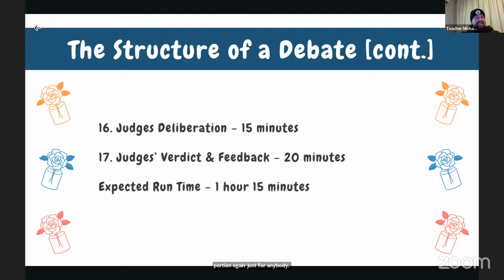So once the speeches have been completed, the judges will go and deliberate. That means they're going to work out who they think the winners of the debate are. We've marked down here 15 minutes. However, some of the judges can take as short as about 5 minutes to decide the winners. Sometimes it can take them as long as about 25 minutes.